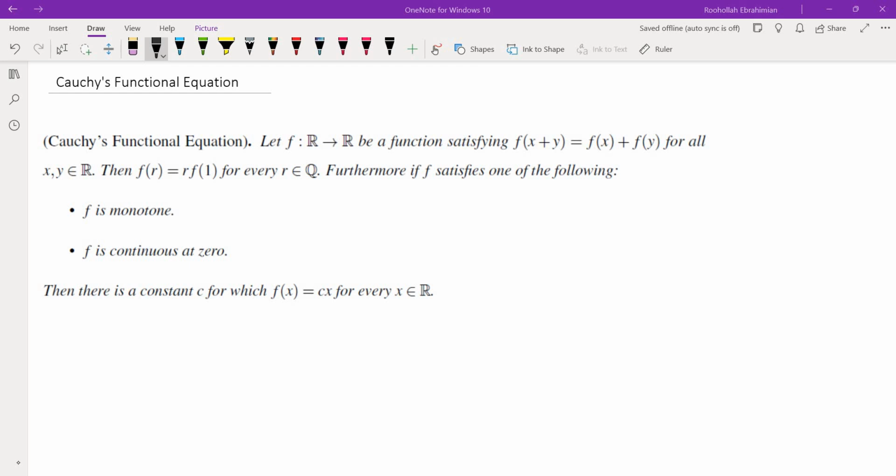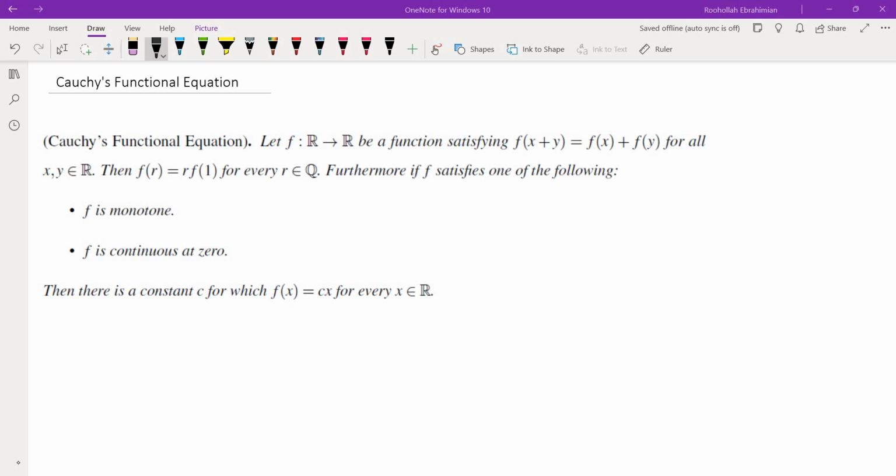It states that let f from R to R be a function satisfying f of x plus y equals f of x plus f of y for all real numbers x and y. Then f of r equals r times f of 1 for every r in Q. Furthermore, if f satisfies one of the following, either f is monotone or f is continuous at 0, then there is a constant c for which f of x is equal to cx for every x in R.